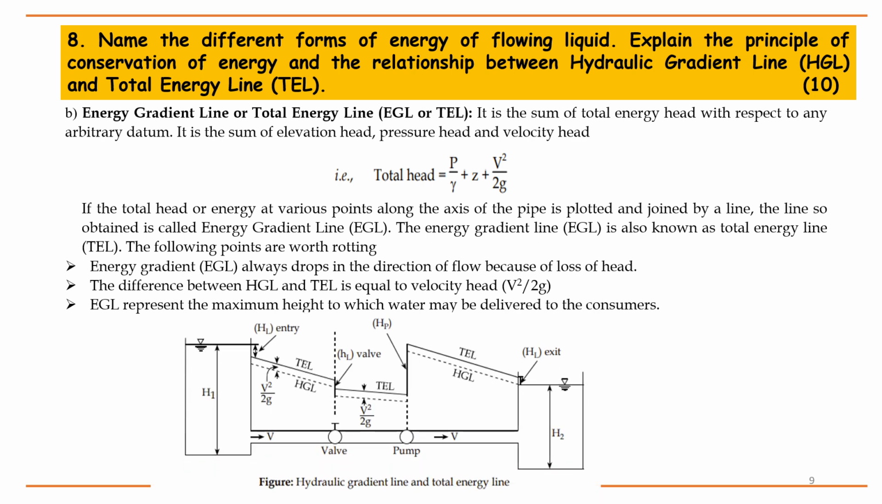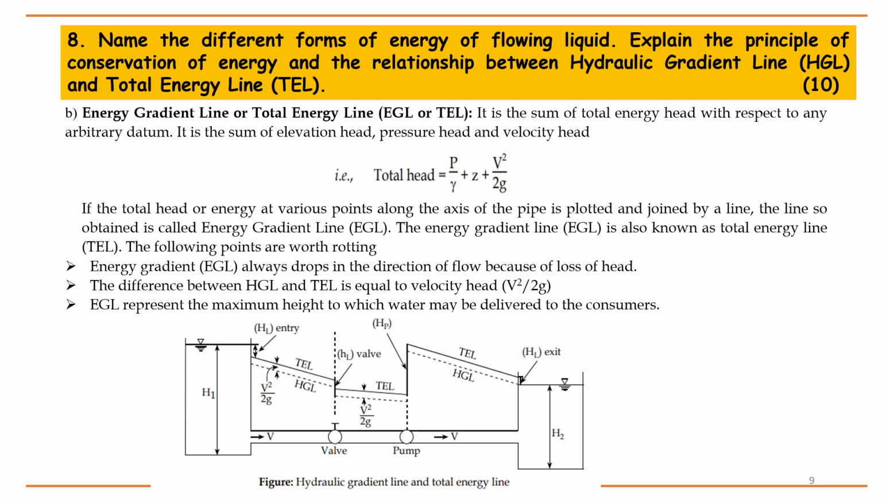Energy gradient line or total energy line, EGL or TEL. It is the sum of total energy head with respect to any arbitrary datum. It is the sum of elevation head, pressure head and velocity head. If the total head or energy at various points along the axis of the pipe is plotted and joined by a line, the line so obtained is called the energy gradient line, EGL. The energy gradient line, EGL, is also known as the total energy line, TEL.